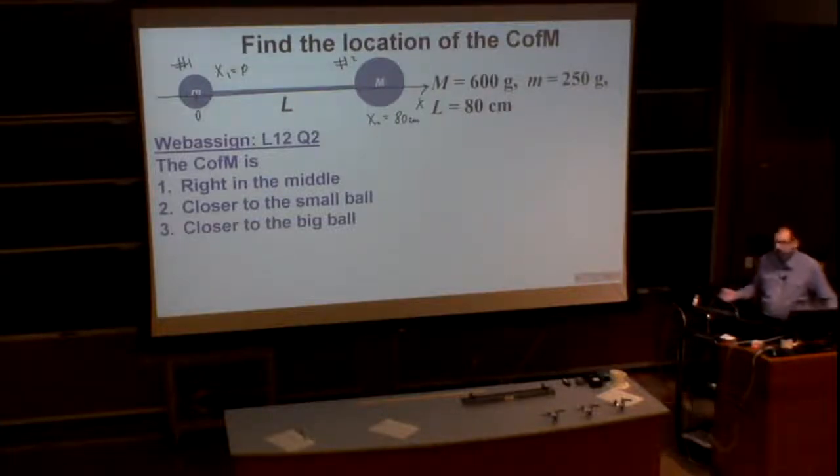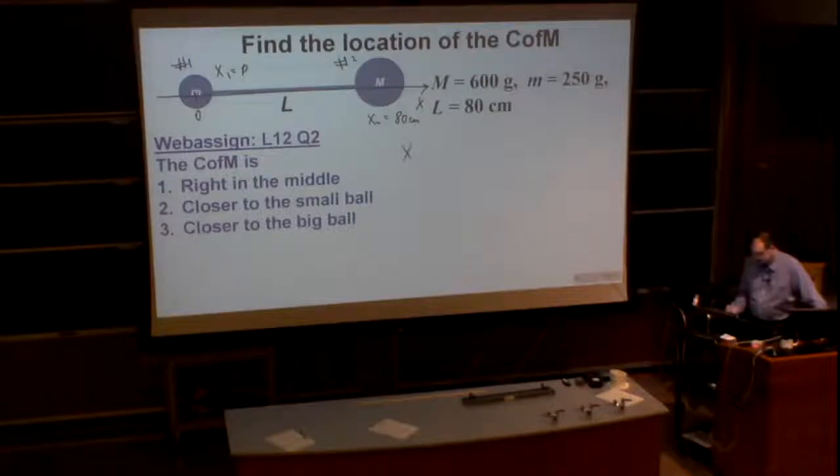That's it. Now we just have to write an equation. The x coordinate of a center of mass should be equal to, this kind of looks like the average mass distribution, which technically it is, x1 m1 plus x2 m2 divided by the total mass. Now we just have to plug numbers in. So 0 times 250 plus 80 times 600 divided by 250 plus 600.